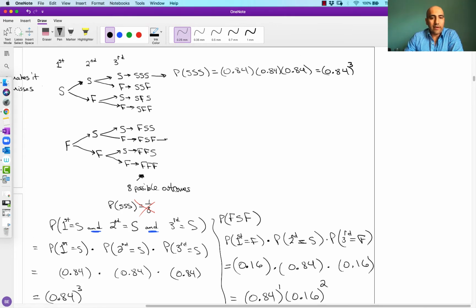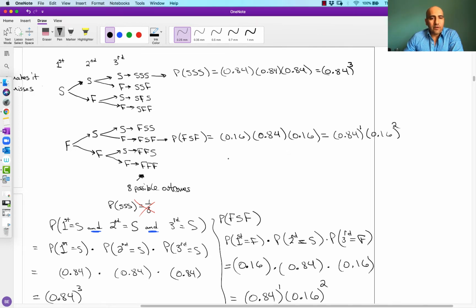connecting it here, so now we have that this is probability of FSF, which is equal to probability of failing. We said that that's equal to 0.16 times probability of success, that's 0.84, times the probability of failing again, that's 0.16. Good. And so we can regroup them just to make it nice and neat. So let's say that it's 0.84 to the power of 1 times 0.16 to the power of 2.